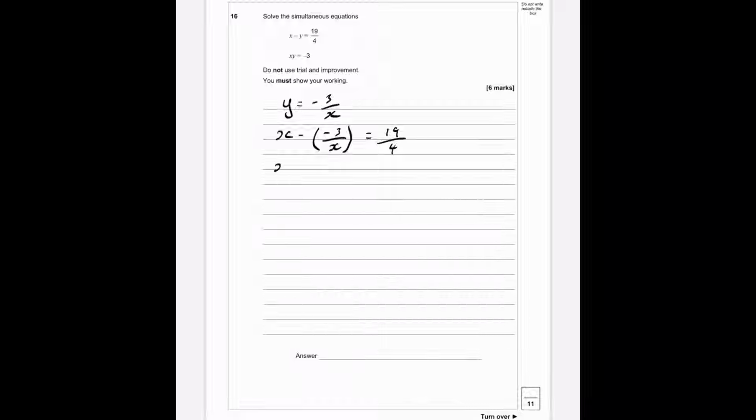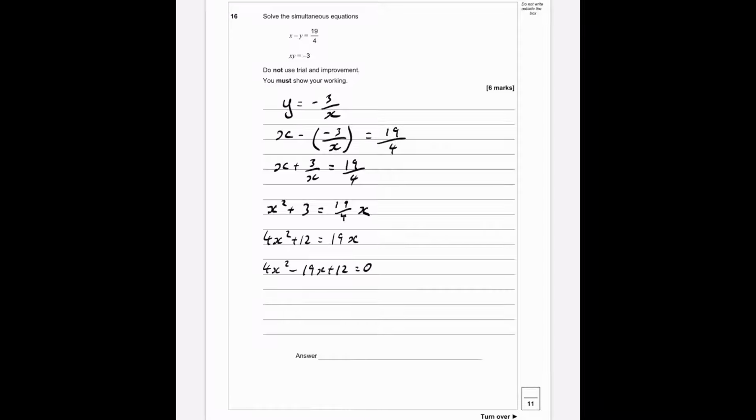Substitute that into the first equation. x subtract negative 3 over x will be equal to 19 over 4. Subtracting a negative is the same as adding it on. And then I'm going to multiply everything by x to get rid of the x as the denominator. So x squared plus 3 will be equal to 19 over 4x. I'm going to multiply everything by 4, and that gets rid of all of the fractions in our equation. Always much nicer dealing with an equation without any fractions.